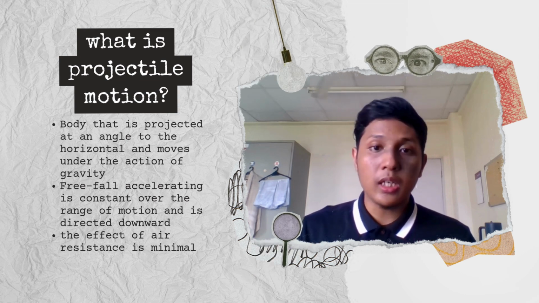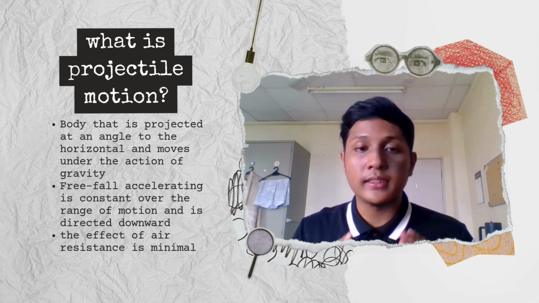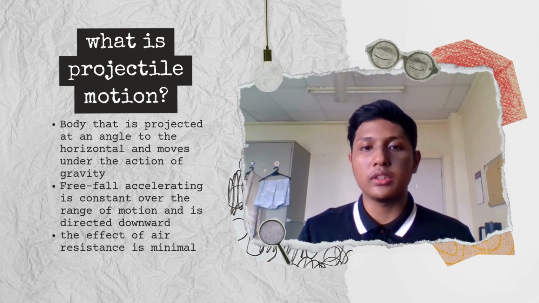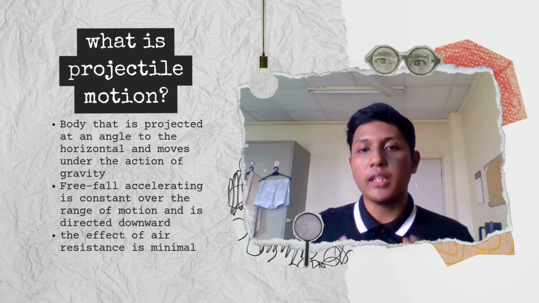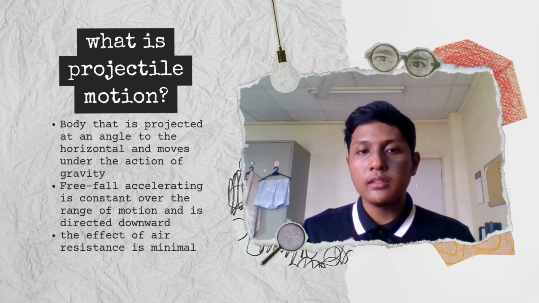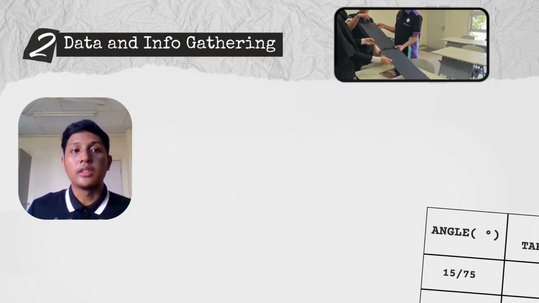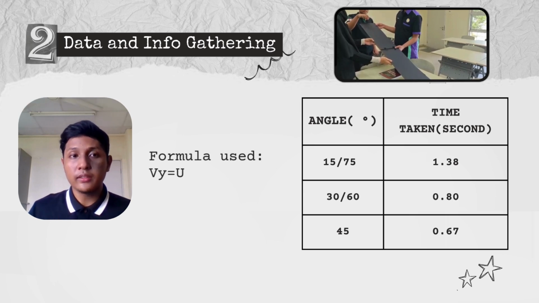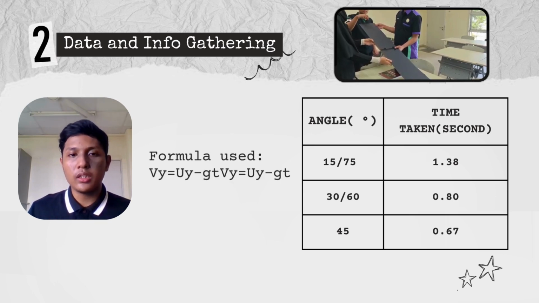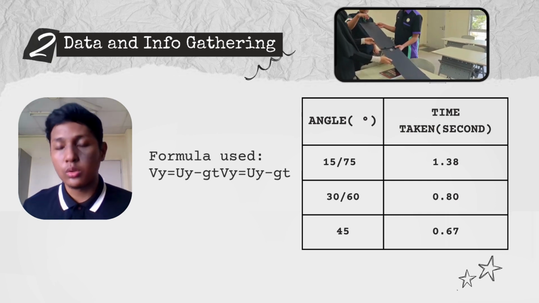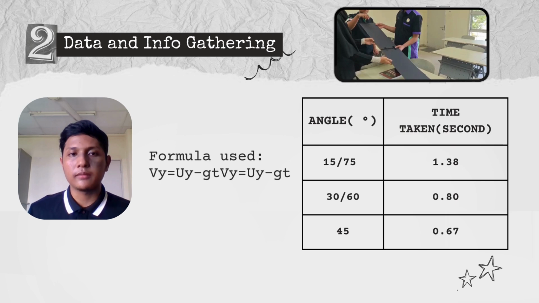Also, projectile motion means that free fall acceleration is constant over the range of motion and is directed downward, and the effect of air resistance is minimal. Now, for data and information gathering, we will be using the formula Vy equals Uy minus gt. Next to that is the table that shows the angle and time taken.